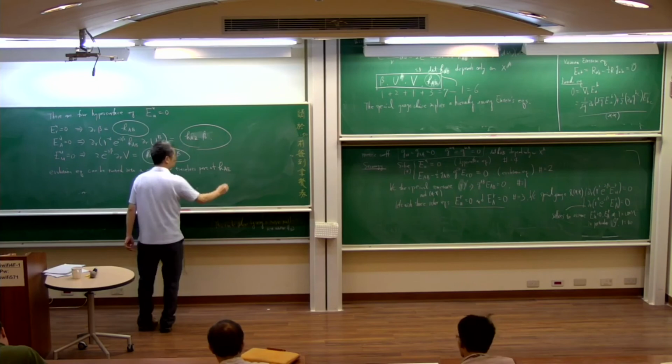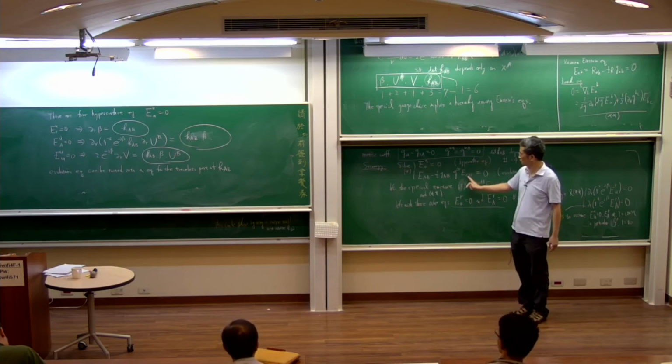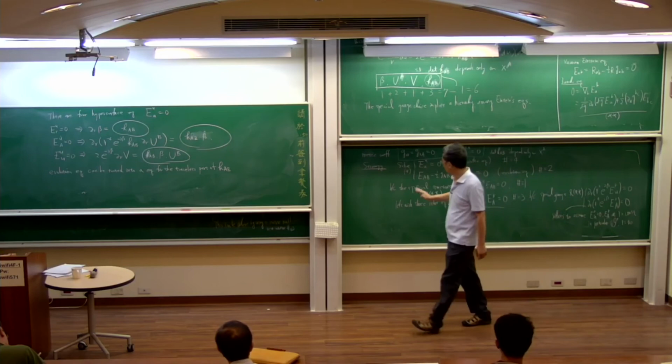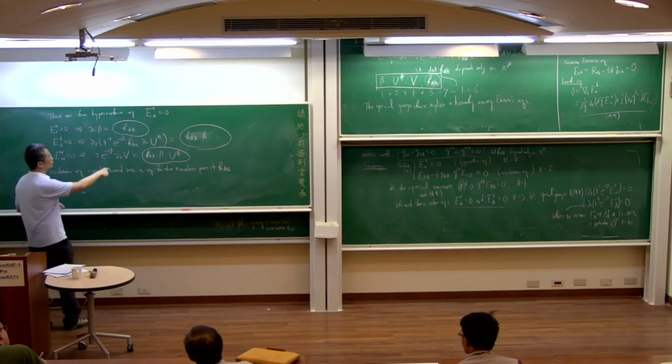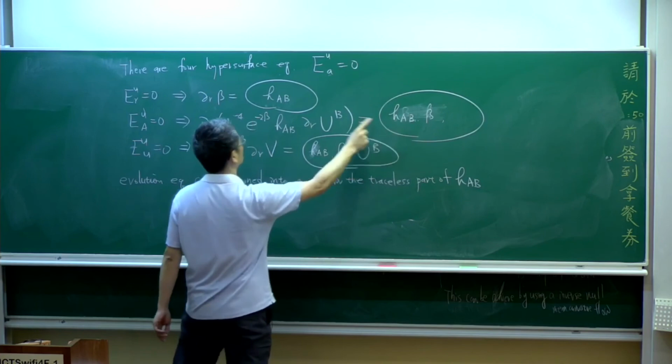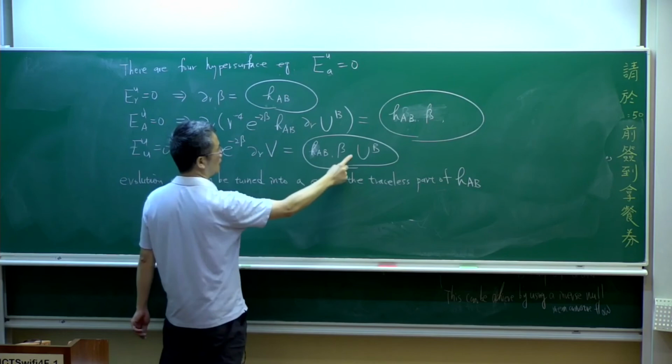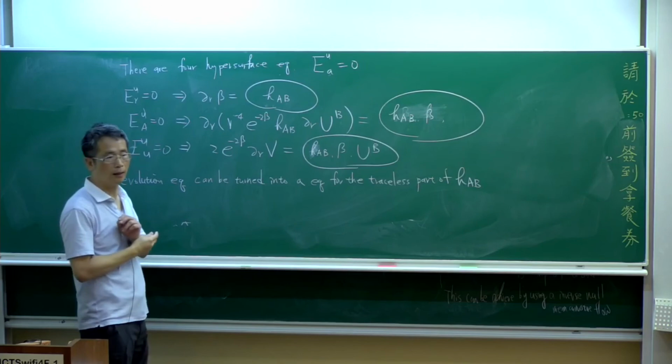This is really about two indexes. So this is the trace-free part of the Einstein tensor, the restriction of the Einstein tensor, and it corresponds to this equation here. Once you have your HAB, you can plug in here and solve for beta. Once you have beta and HAB, you can plug in the right hand side, you also have beta, and you can solve for UB. Once you have HAB, beta, and UB, you can solve for V. So there's a hierarchy here.